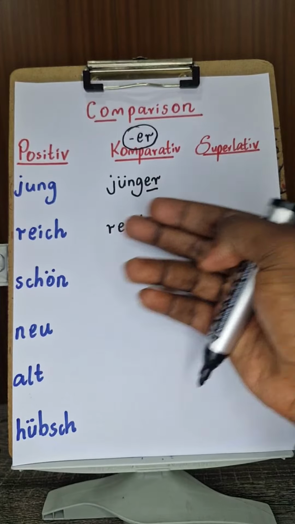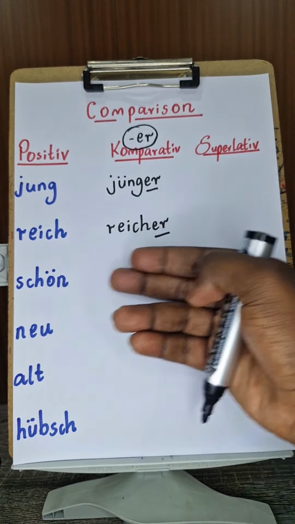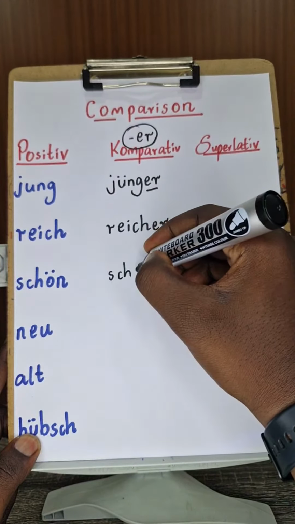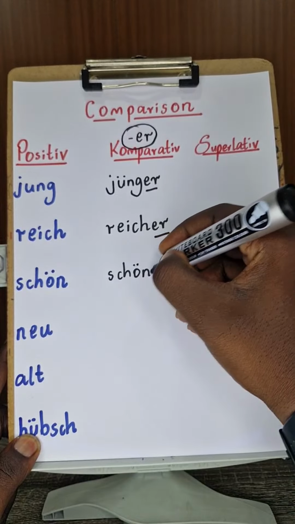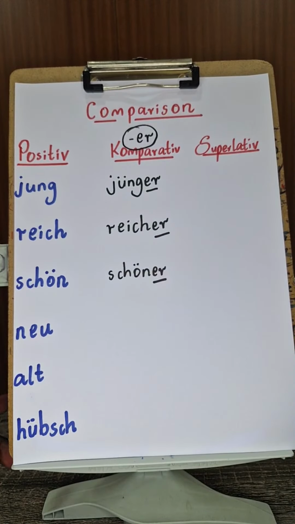So jung, junger, reich, reicher. Schön: now when it comes to this other side, you add the ending -er. Now you say schöner. It maintains its umlaut, right? So you're just adding the ending -er. In a moment, we'll be seeing the exceptions, those are the irregular ones, yeah? So jung, junger, reich, reicher, schön, schöner.